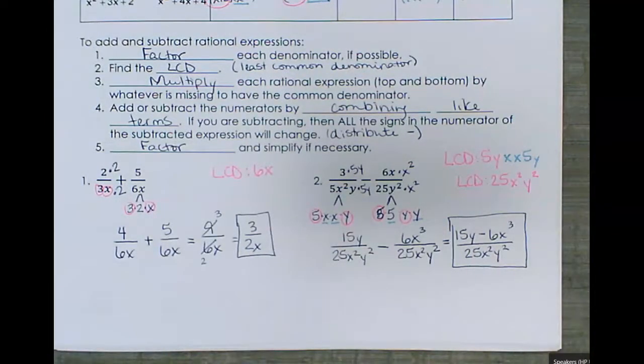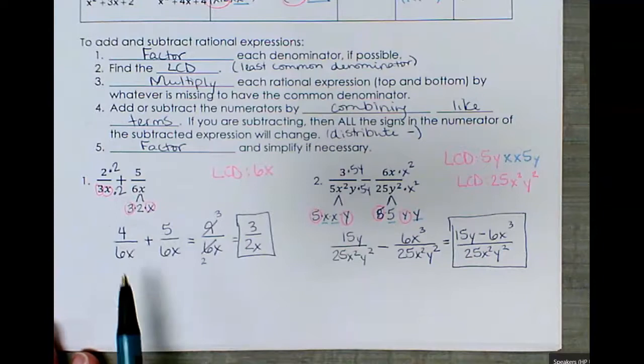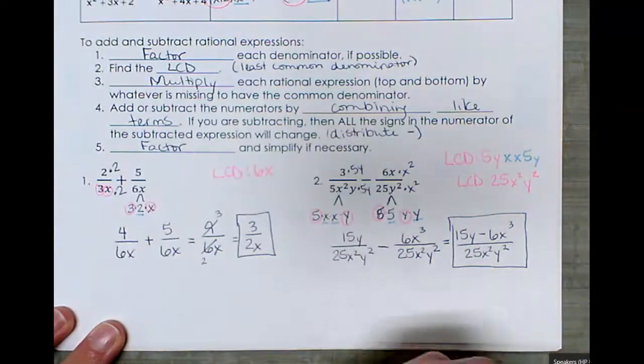So at the beginning, it helps if you identify the least common denominator by circling the things that they have in common, and then maybe underlining the things that the denominators don't have in common.